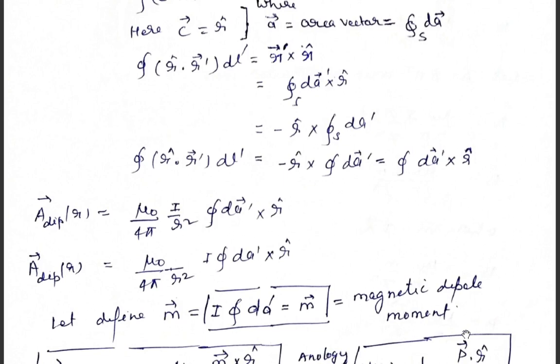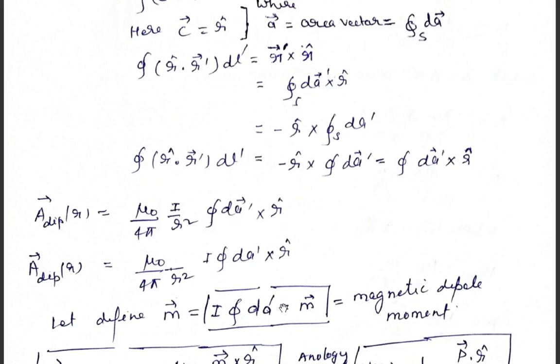So now I will define a new quantity here. Actually, I have already defined a new quantity, known as the magnetic dipole moment, when we solved the problem of the magnetic field due to a circular loop. So this I times the surface integral of dA prime vector is defined as the magnetic dipole moment, the small m vector. So this small m vector is equal to I times the surface integral of dA prime vector.